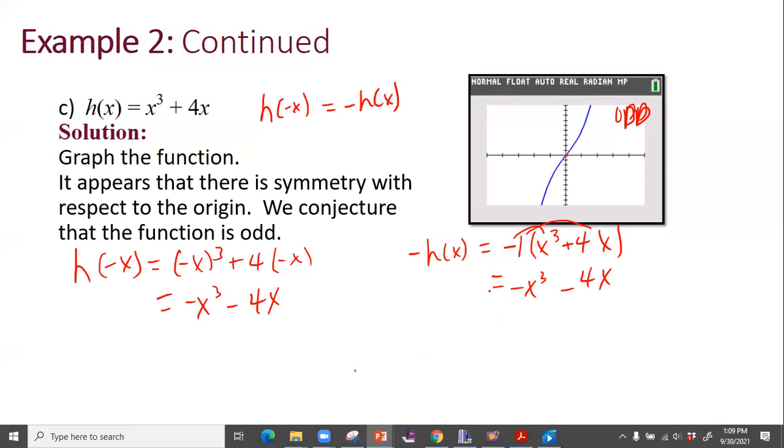Are they the same? Yes. So am I right that this is an odd function? Yes. That's how you algebraically verify that it's odd.